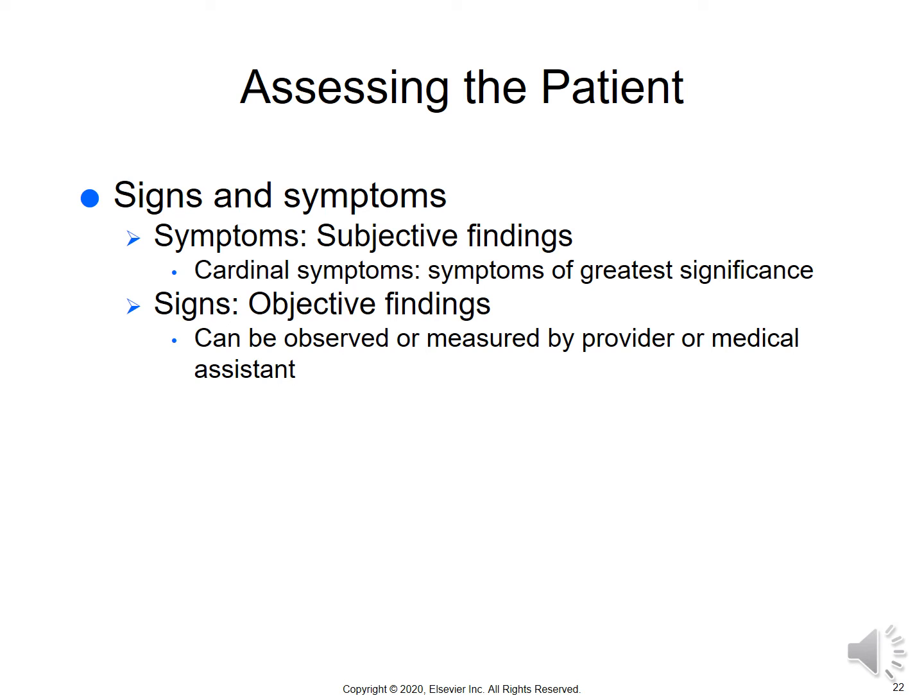And with that, it's important to understand the difference between a sign and a symptom. A symptom is something that's subjective. It's basically what the patient tells you or is experiencing or going through. It cannot be objectively observed. That's what a sign is. A sign can be either seen, heard, felt, even smelled on a patient, and it's usually recorded in the chart.